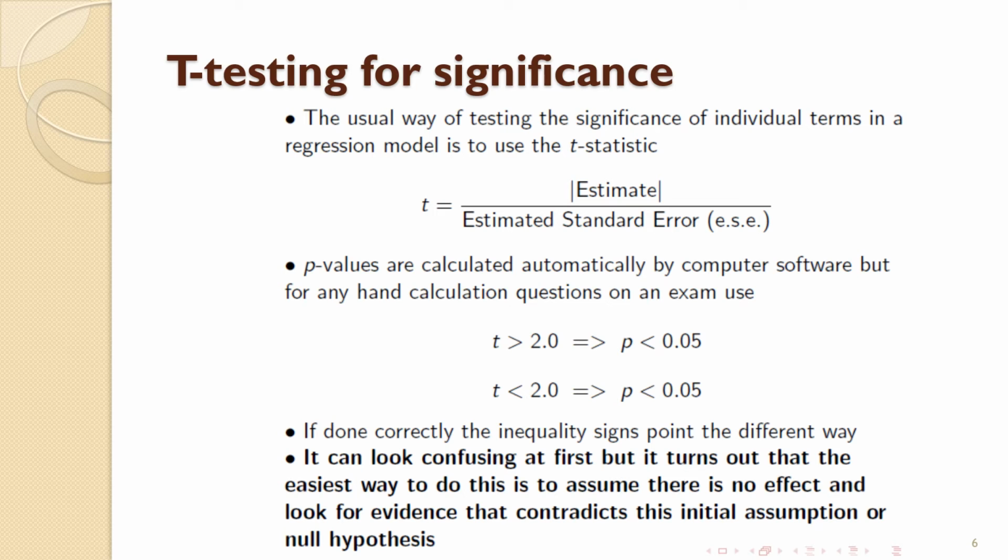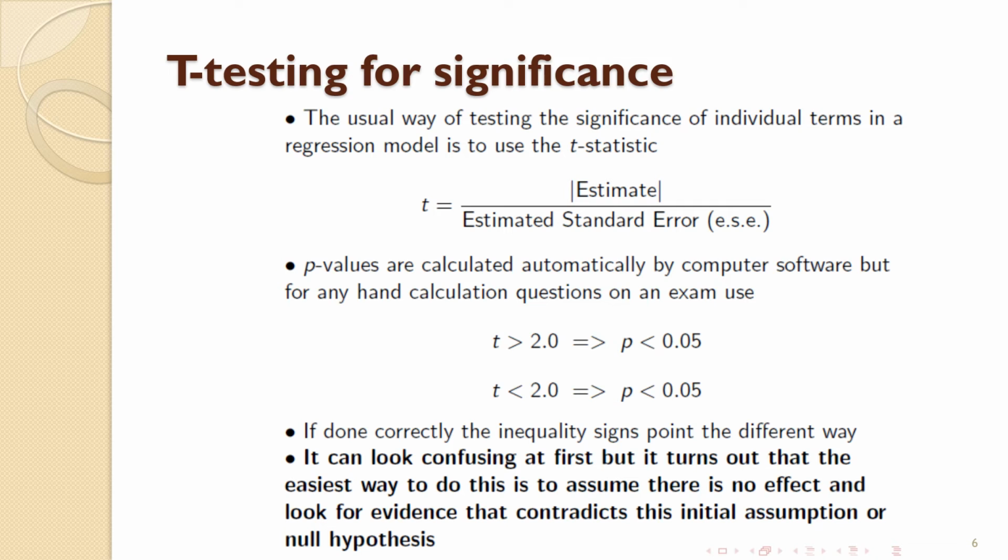The usual way of testing significance in a regression model is to use a t-statistic, and the usual convention if you're doing this calculation by hand is that this is always positive. So you take the t-statistic to be equal to the absolute value of the estimate divided by the estimated standard error. Sometimes this mathematical jargon can get in the way a bit. By absolute value I just mean the positive part of it. So for instance, the absolute value of -2 would just be 2. P-values are calculated automatically by computer, but work slightly differently if you're doing this calculation by hand.